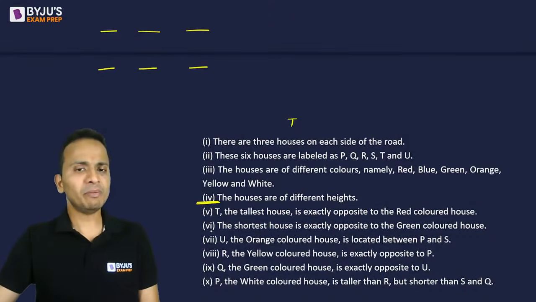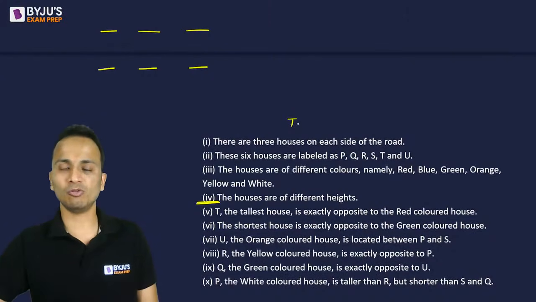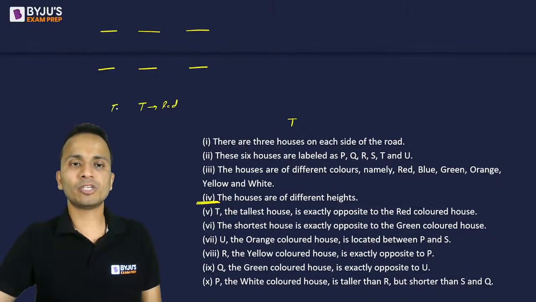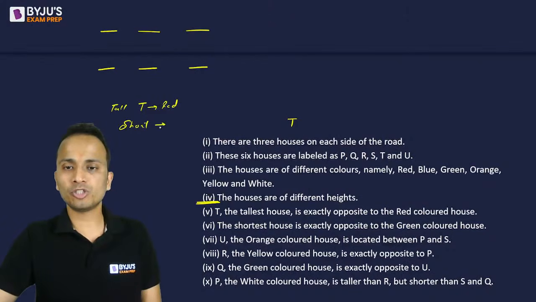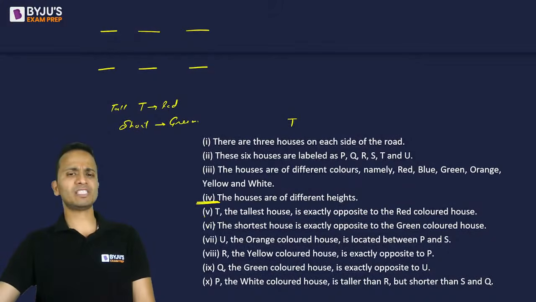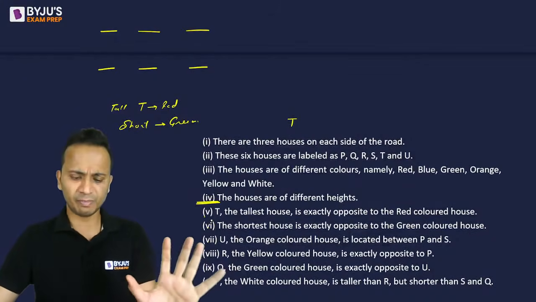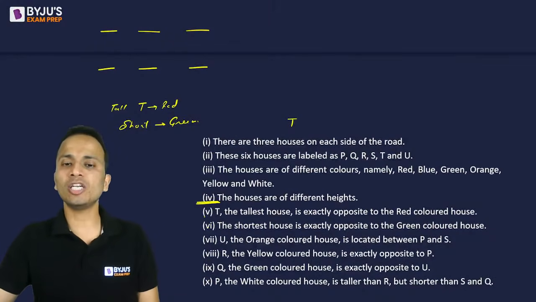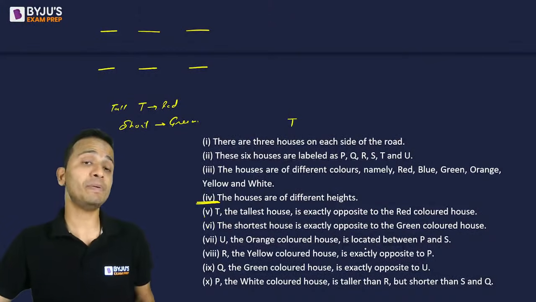Okay. Statement number 6, the shortest house is exactly opposite to the green colored house. So first, let's write one more thing here: T is opposite to red and is the tallest, and the shortest is opposite to the green color house. All right. So statements 5 and 6 I have briefly written on the side. Okay. Statement number 7, U, the orange colored house, is located between P and S.